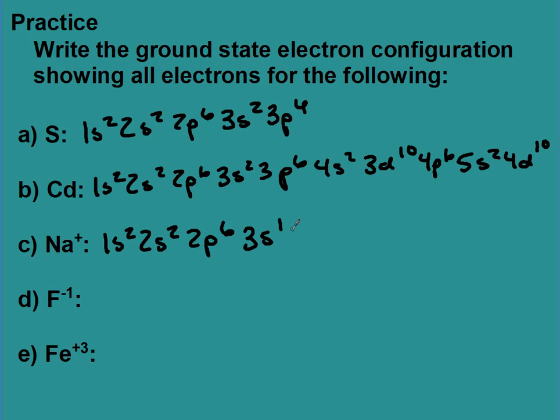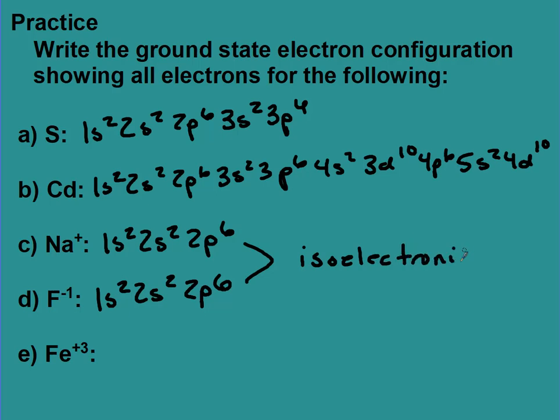So for sodium ion, this is sodium atom, but because it was a positive one, it's going to lose the 3s1. So fluorine was 1s2, 2s2, 2p5, but because it's a negative one, it's going to gain an electron and have it in 2p6. Notice these two have the same electron configuration, which in a few minutes we're going to call isoelectronic, meaning they have the same number of electrons.